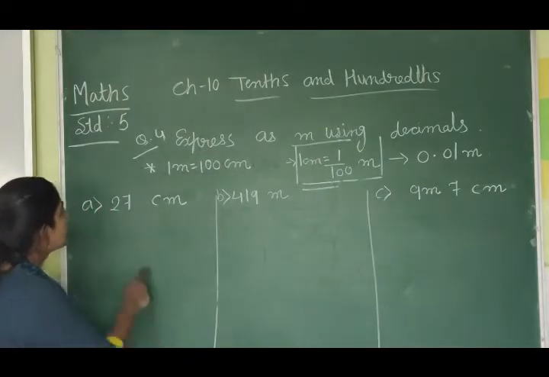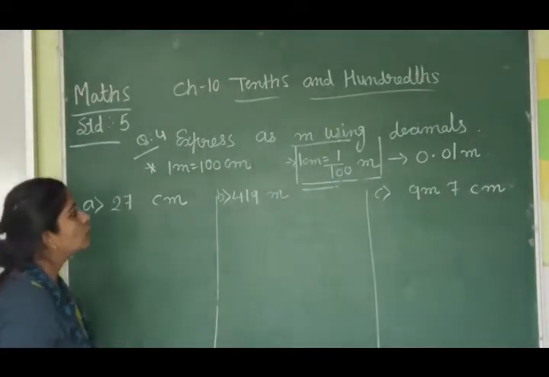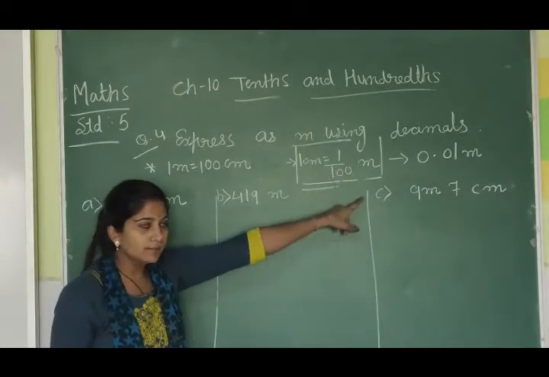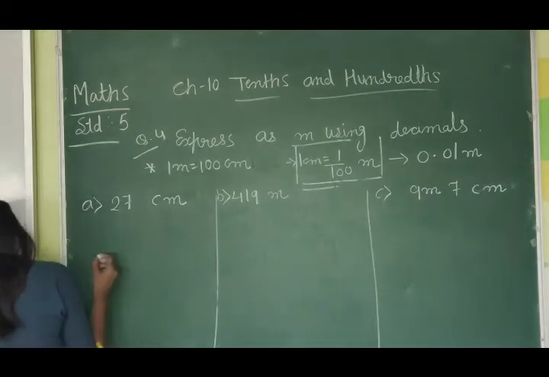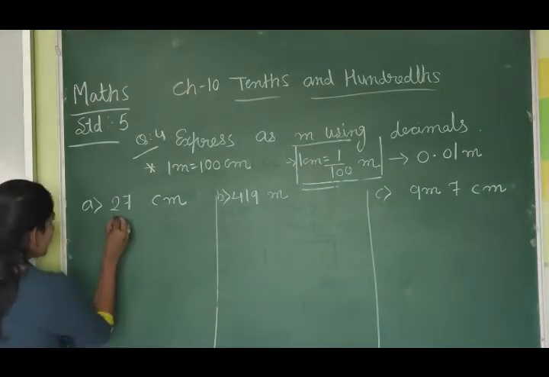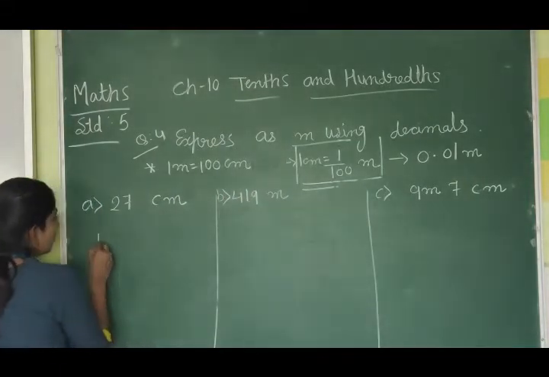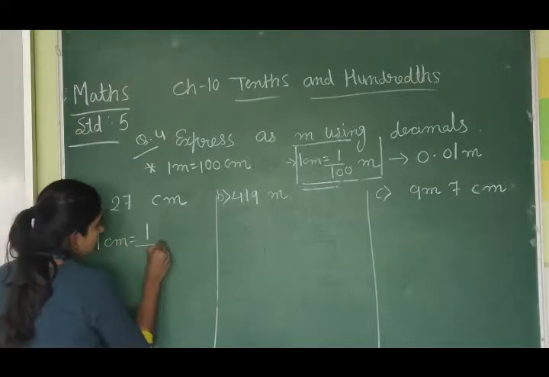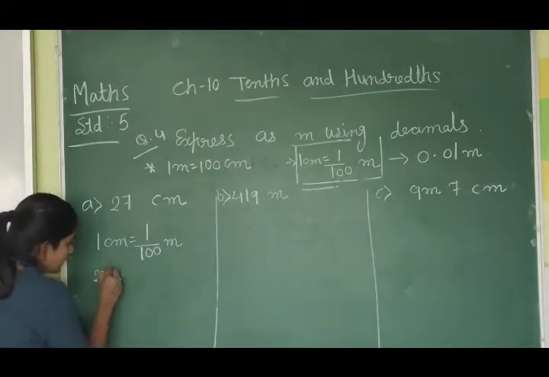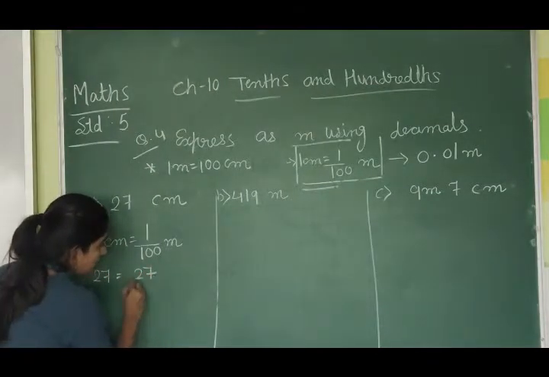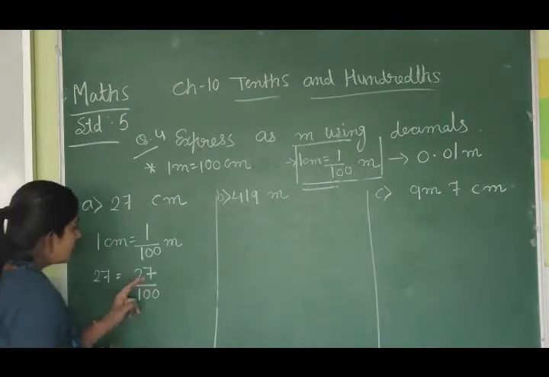Okay, so now first, the A part is 27 centimeter. So for that we are going to use this formula: 1 centimeter is equal to 1 upon 100 meter. So now 27 centimeter, for this we first write this formula. 1 centimeter is equal to 1 upon 100 meter. Now 27 centimeter is equal to 27 upon 100 meter. So this is the fraction form.